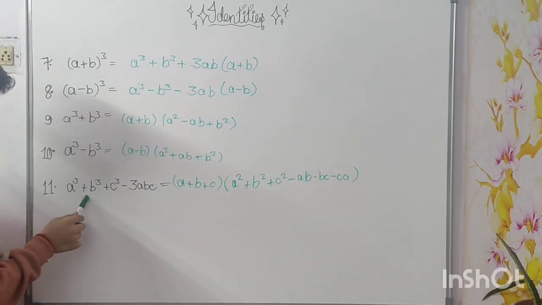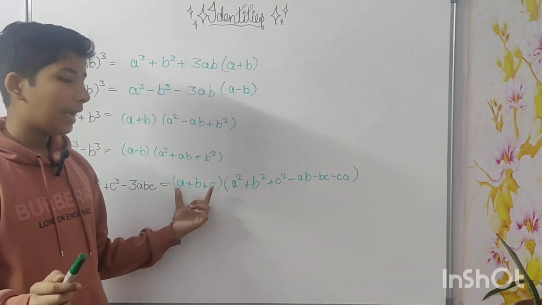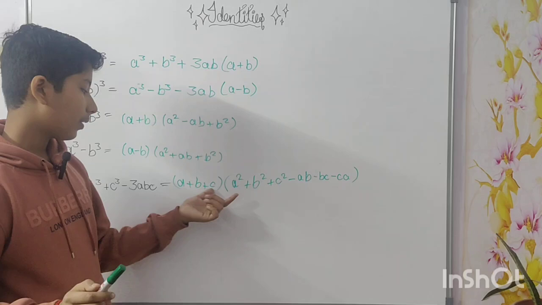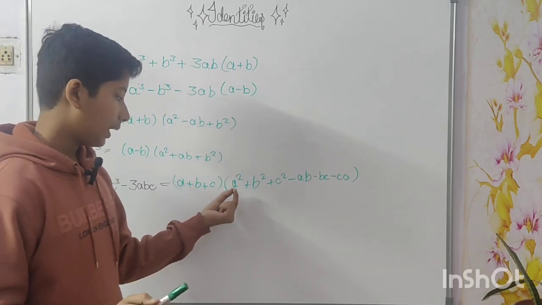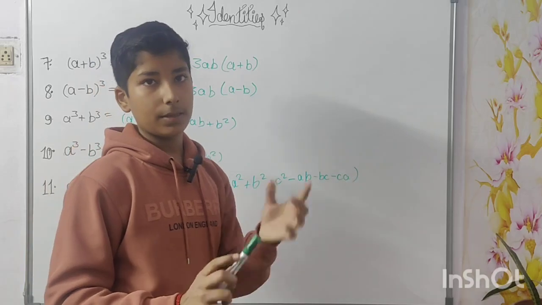Now a cube plus b cube plus c cube minus 3abc. Firstly add them in a bracket, a plus b plus c, multiplied by a square plus b square plus c square minus ab minus bc minus ca.